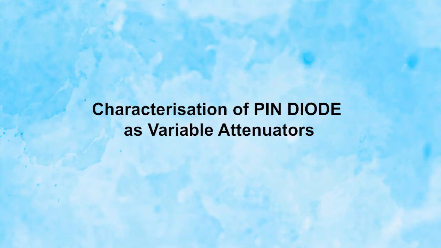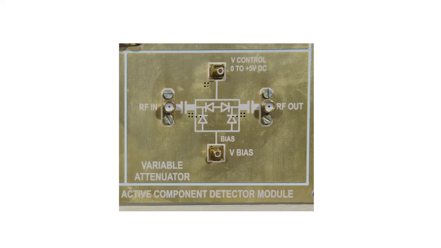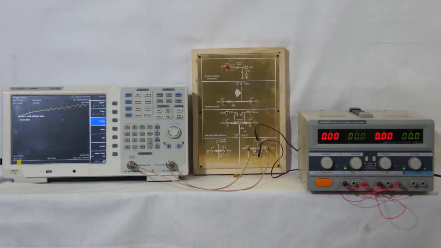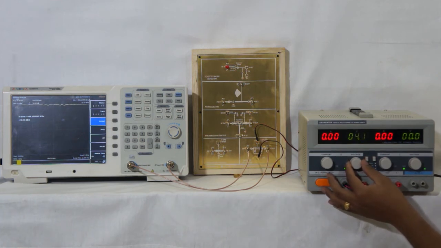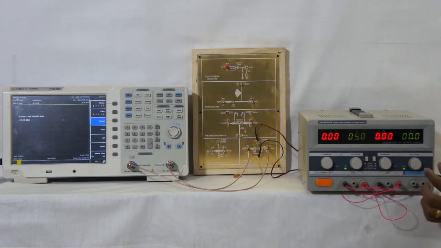Characterization of pin diode as variable attenuator. This circuit has input and output port with SMA connector and two SMB terminals, one for the bias voltage and the other for the control voltage. Using the SMB connector supplied, connect the output of the variable DC power supply to the bias voltage terminal and the control voltage terminal. Set the bias voltage to 5 volt and control voltage to 0 volts.